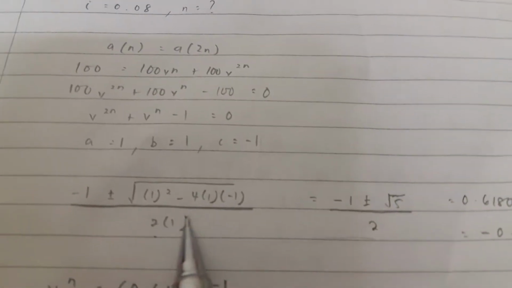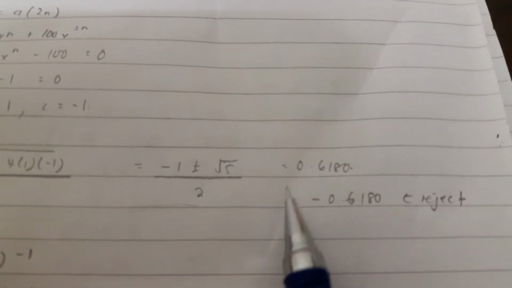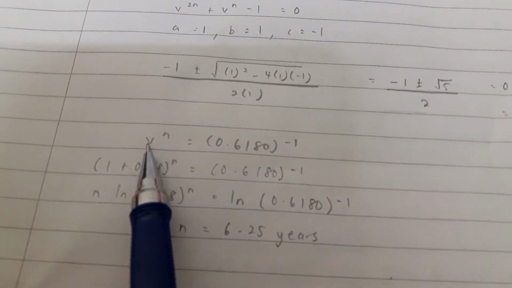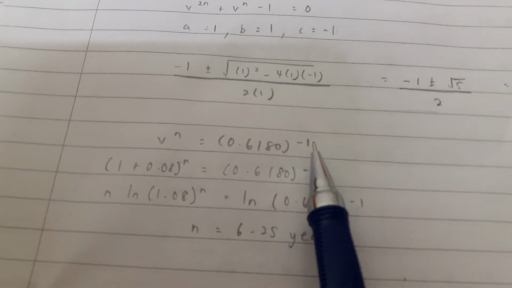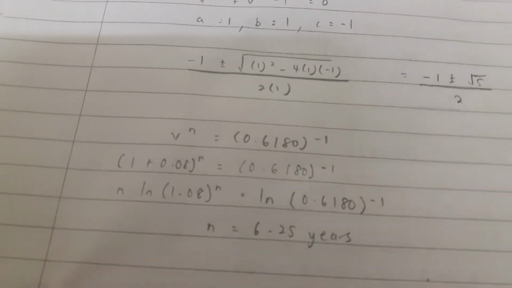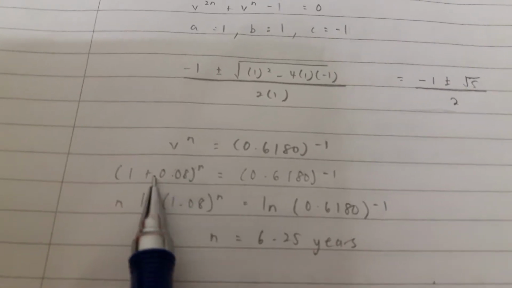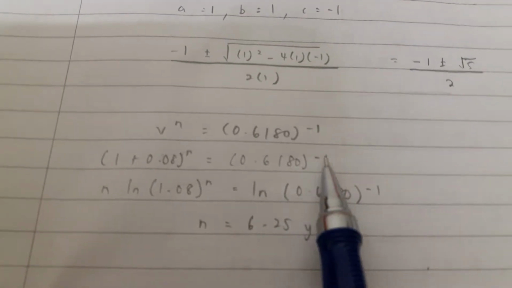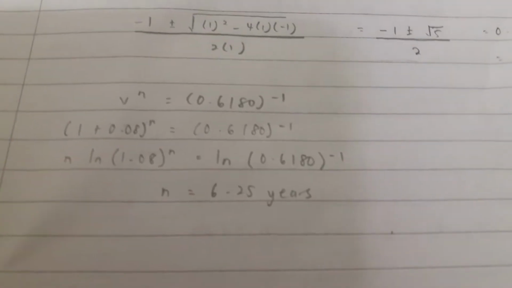Then we'll insert into the quadratic formula, and we get 0.6180 and negative 0.6180. We'll reject the negative value, and then we'll use this so that v^n equals 0.6180. Then we use the formula (1 plus 0.08) to the power of n equals 0.6180 to the power of negative 1, and we'll calculate it, and we'll get n equals 6.25 years.